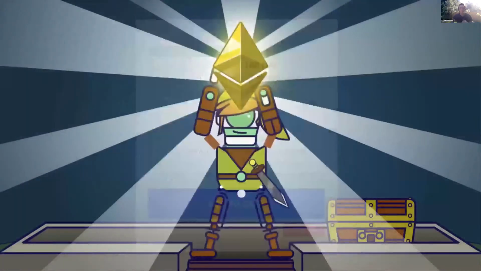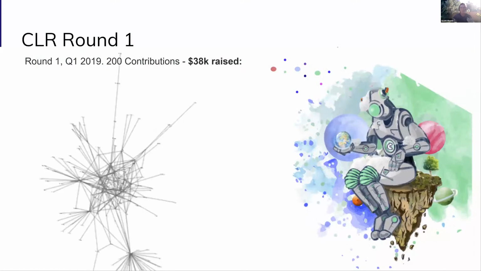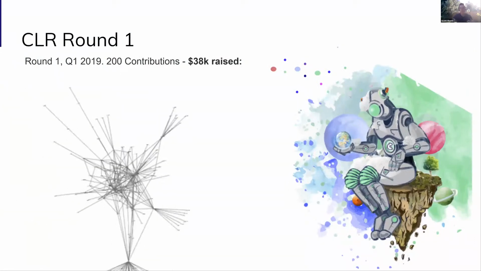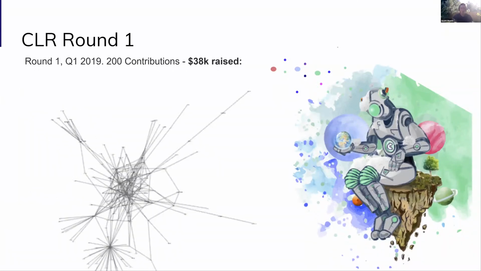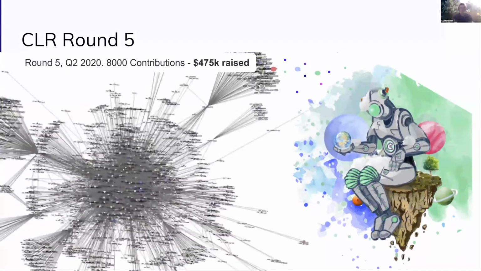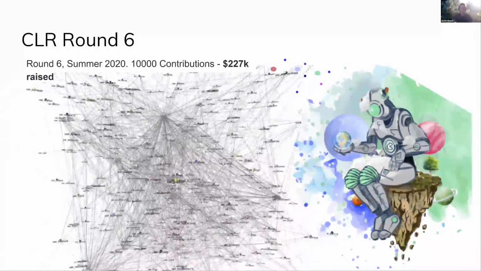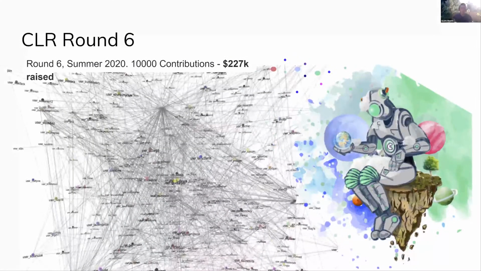So how do we get to this end game where quadratic funding powers the world? It's iteration and data. We need more data about how people are attacking the system. We need more data about how people are funding businesses. And we need to grow the number of contributions so that there's more signal in each individual round. In round one, we raised 38,000. In round two, we raised 56,000. And now in round six, we raised over 227,000 with over 10,000 contributions during what was effectively a bear market.